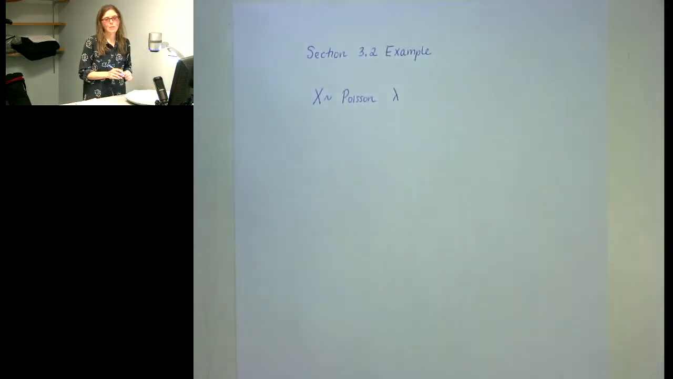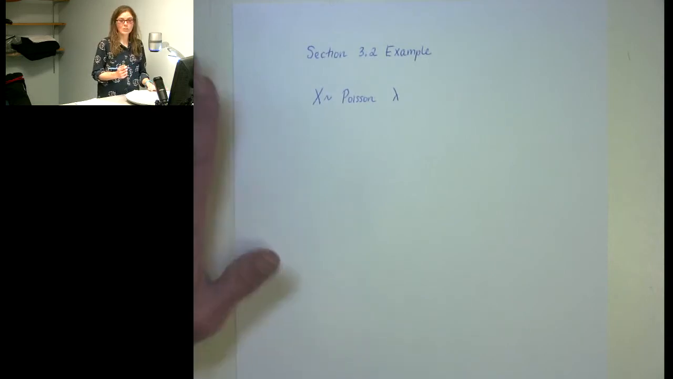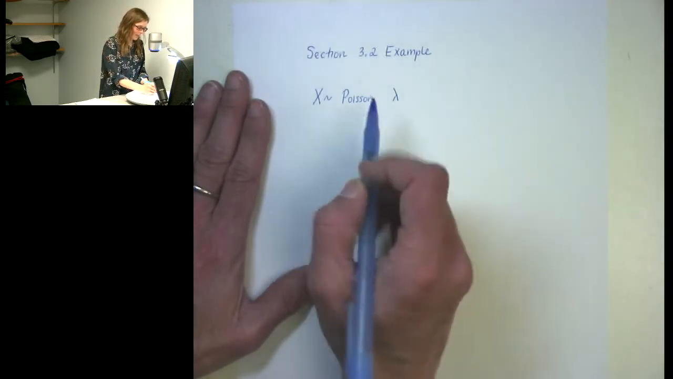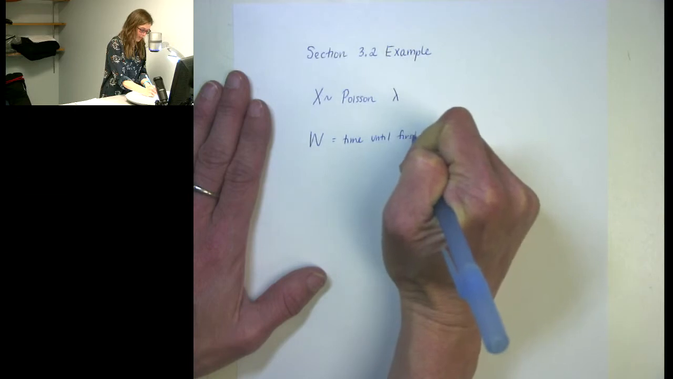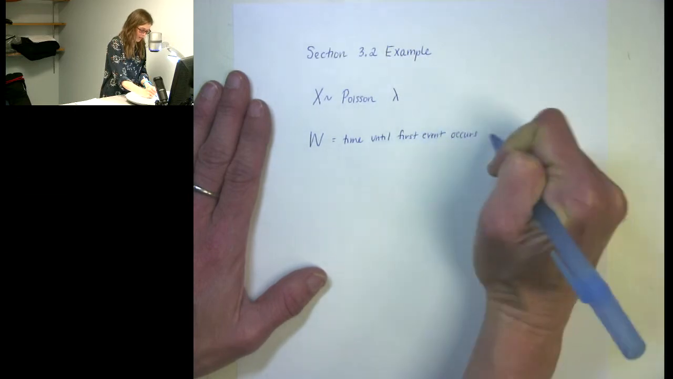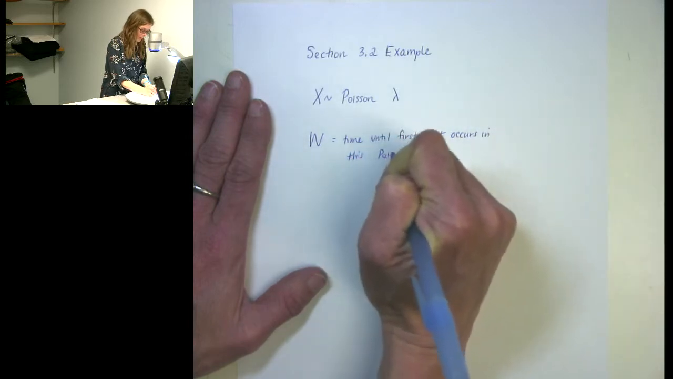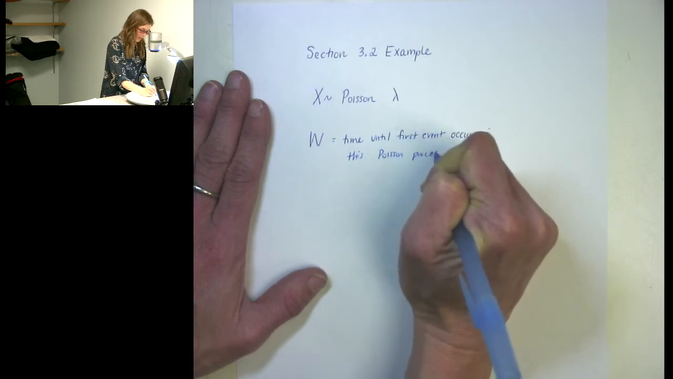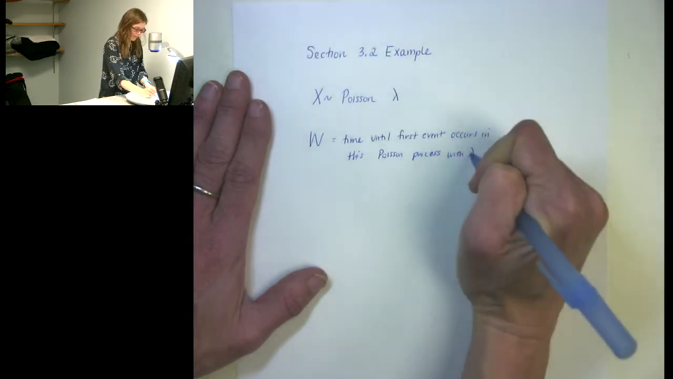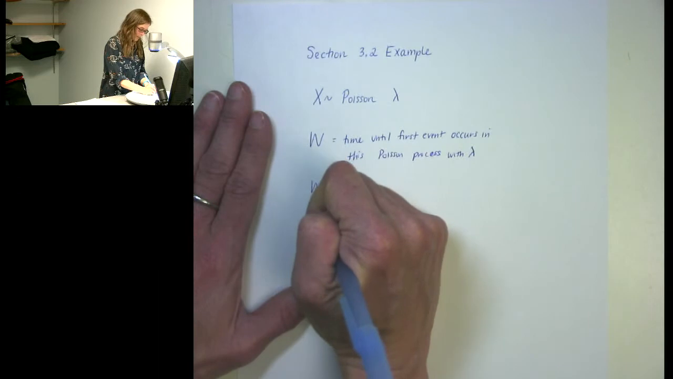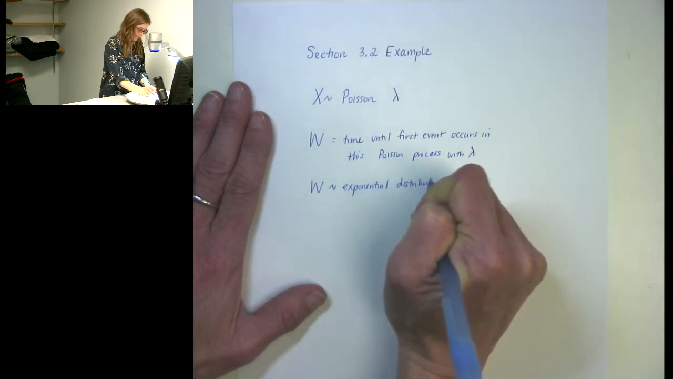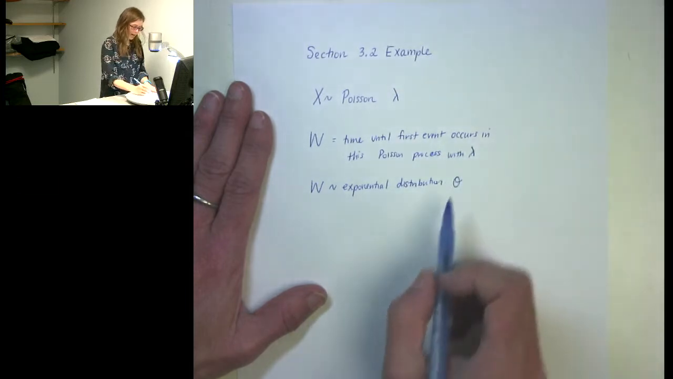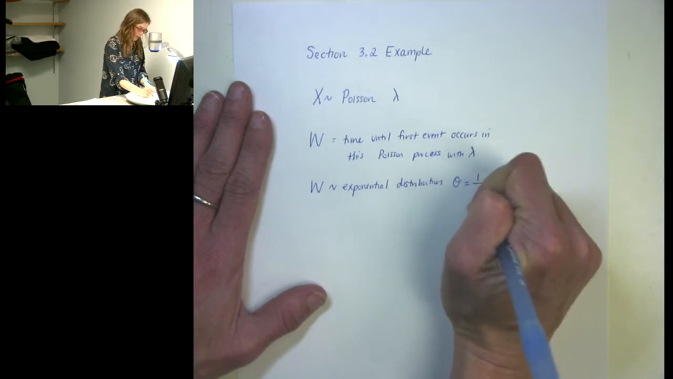with parameter lambda. Remember, lambda would be the average number of events that occur on an interval of time or area or some sort of interval. If I am looking for W, the time until the first event occurs in this Poisson process, with lambda as the parameter of the Poisson, then W has an exponential distribution with parameter theta, which is the average time until the first event, equal to 1 over lambda.